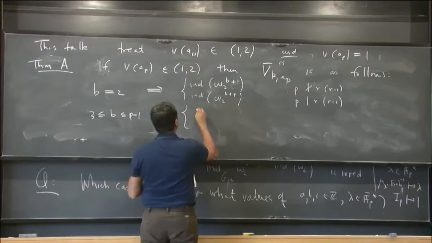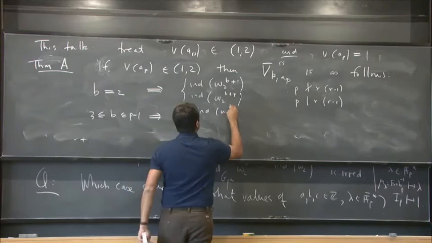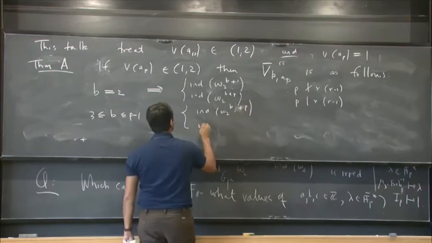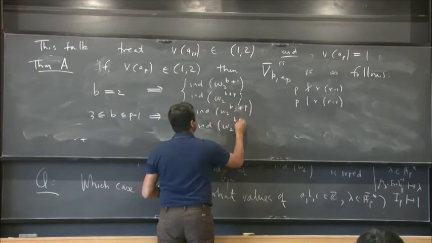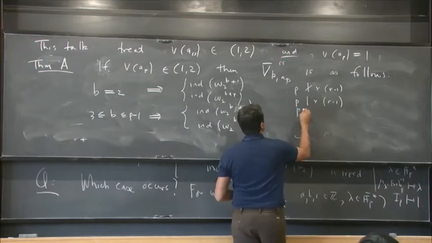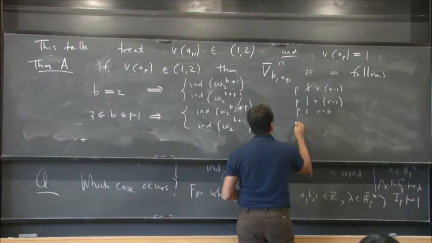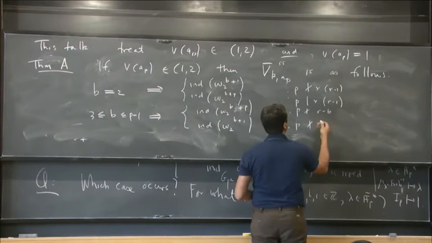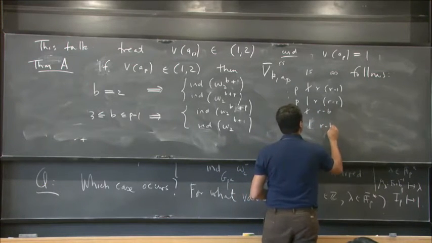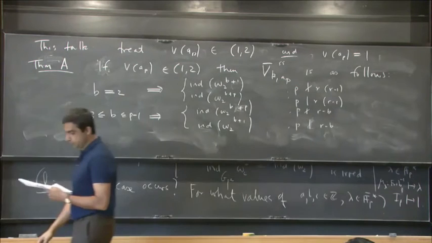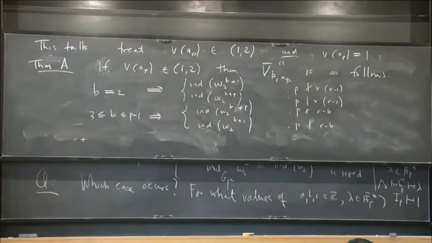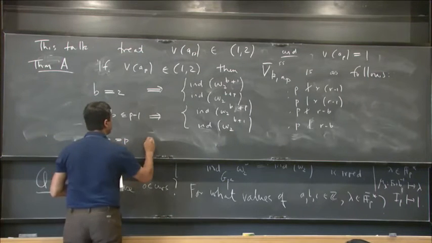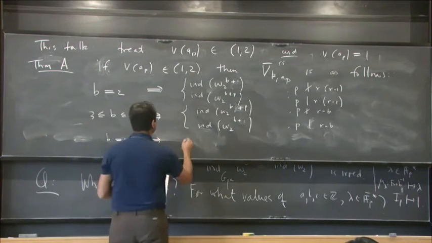So in this case, these things get flipped in the following sense. This is if p divides r minus b. This is if p does not divide r minus b, and p divides r minus b. So still irreducible. And finally, the last congruence class, which is really tricky. Something sort of surprising happens here.